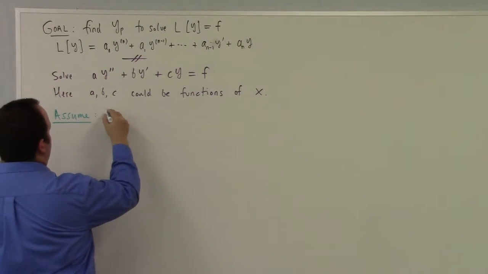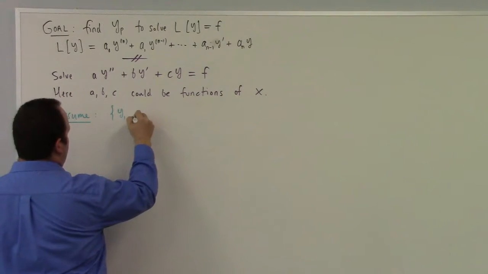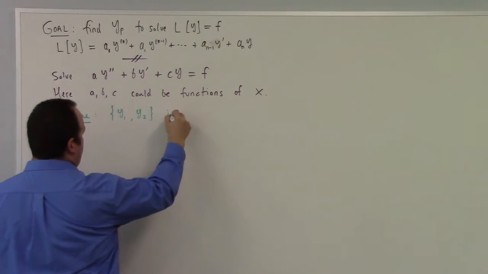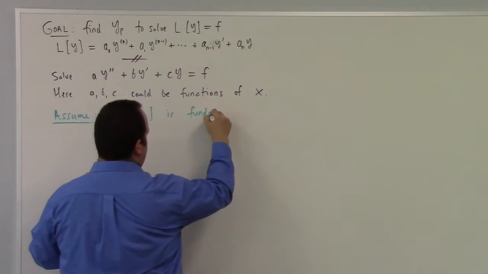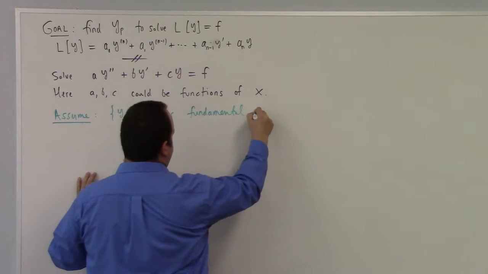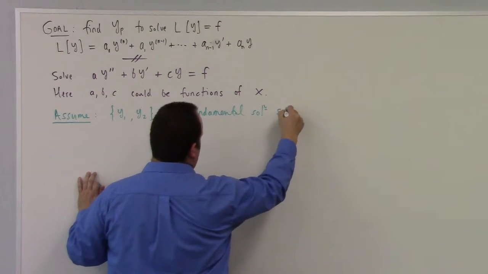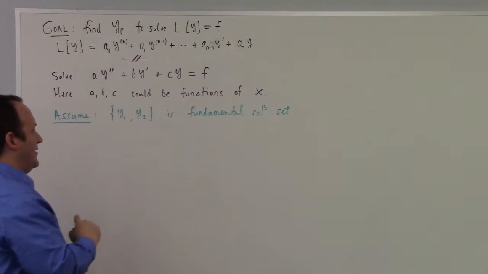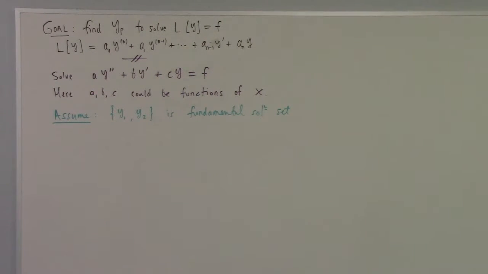Assume that y1, y2 is a fundamental solution set. So what does that mean? That means that y1 and y2 are linearly independent, right? In other words, they have a non-vanishing Wronskian. One can't be written as a multiple of the other, all right?